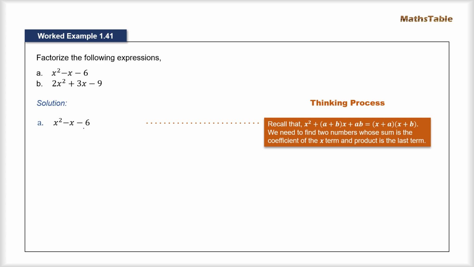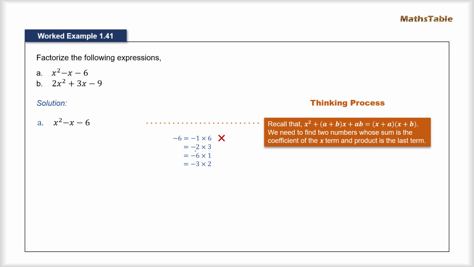So what we'll do is, we'll start with the last term, minus 6. We'll break this minus 6 into two factors such that when these two factors are added together, they give us minus 1. So we'll list all possible combinations of two factors of minus 6 and check each combination one by one, to see which fits our criteria. In the first combination, we can see that minus 1 plus 6 gives us plus 5, whereas we need minus 1 here. So this combination is of no use to us.